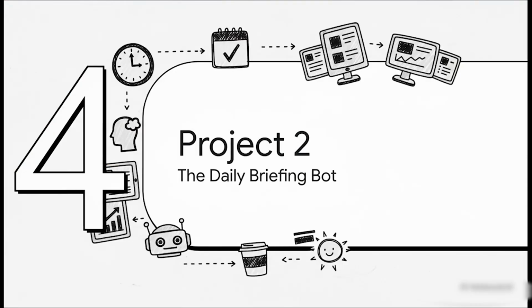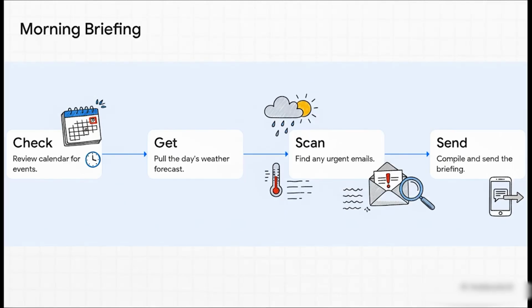For our second project, let's build something to seriously boost your productivity. An agent that acts like your own personal assistant, whipping up a custom daily briefing for you every single morning. Just imagine waking up to one single message that tells you everything you need to know for the day. The agent kicks things off by checking your calendar for events. Then, it pulls the weather forecast for your area, scans your inbox for anything marked urgent, and finally, it bundles all of that into one neat briefing sent right to you.